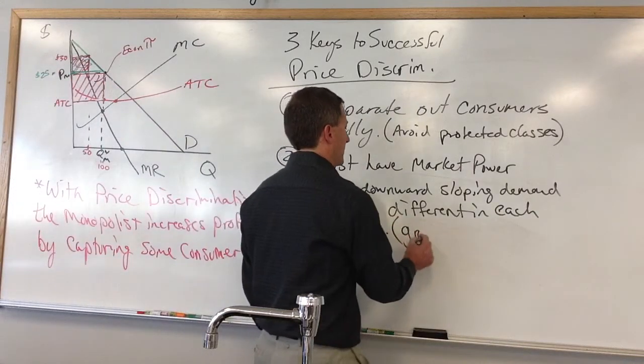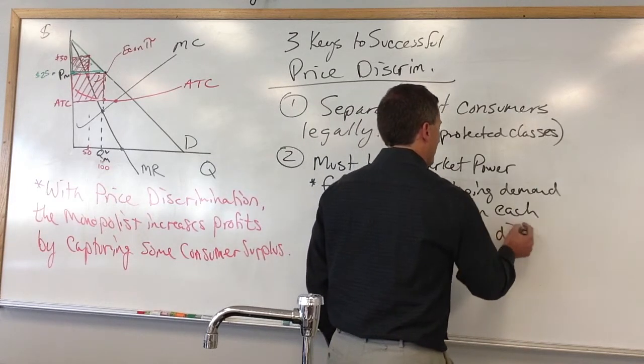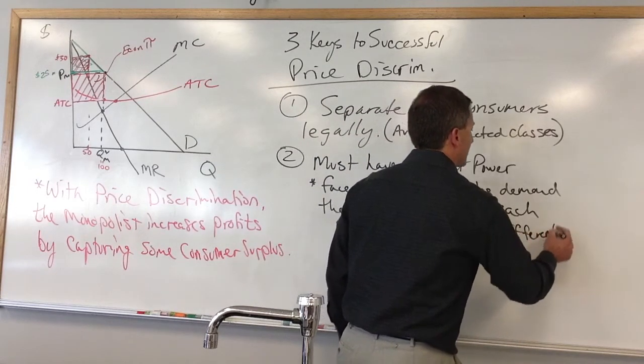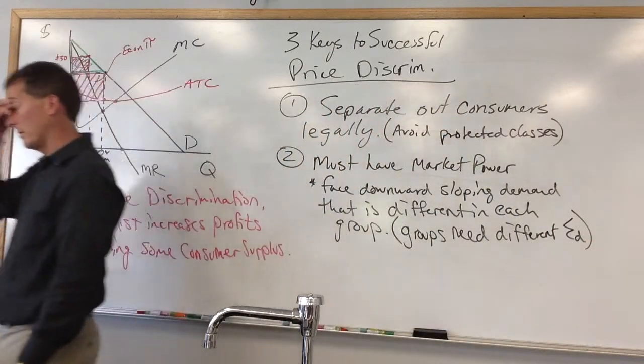So let's put in parentheses here: the groups need different elasticities of demand, different slopes to their demand curve.